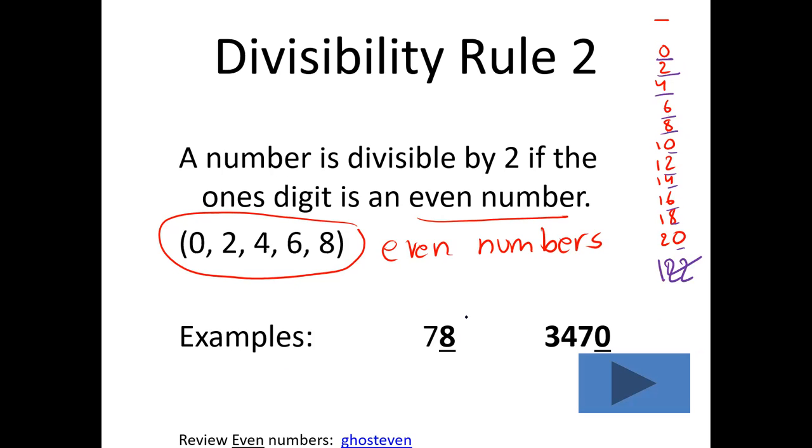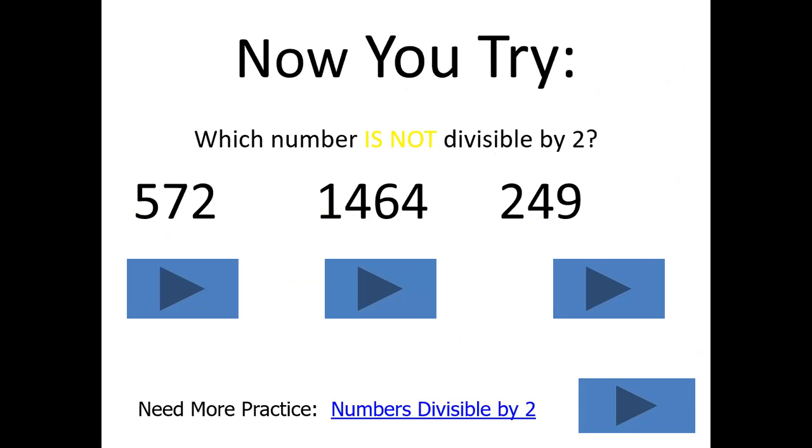So 78 and 3,470. Let's check if they are divisible by 2. What is the ones digit here? The first digit on the right side is 8. And here it's 0. So 8 and 0 are even numbers. So yes, they are divisible by 2.